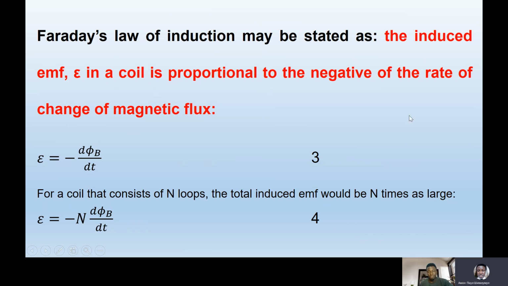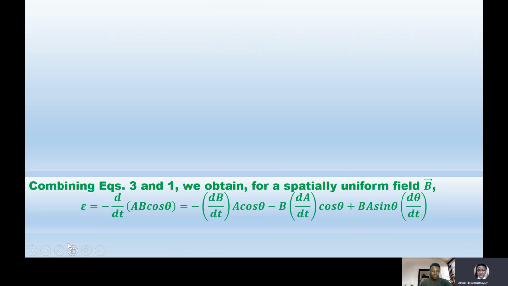Faraday's law of induction may be stated as follows. The induced EMF in a coil is proportional to the negative of the rate of change of magnetic flux. Mathematically, this is the equation. If we have a coil consisting of N loops, the total induced EMF would then be N times as large. This is equation 4. Now, let's see how we got this.